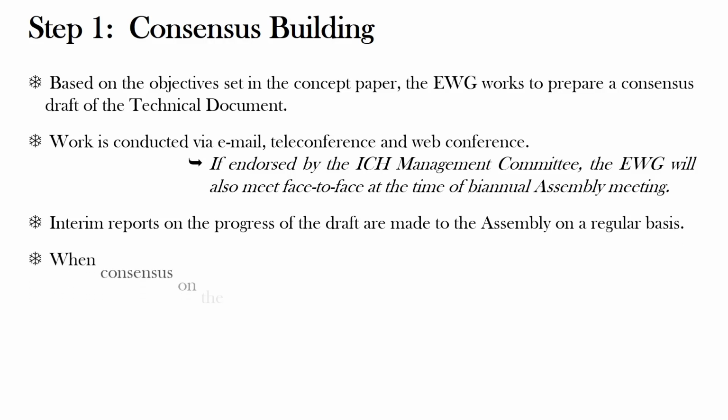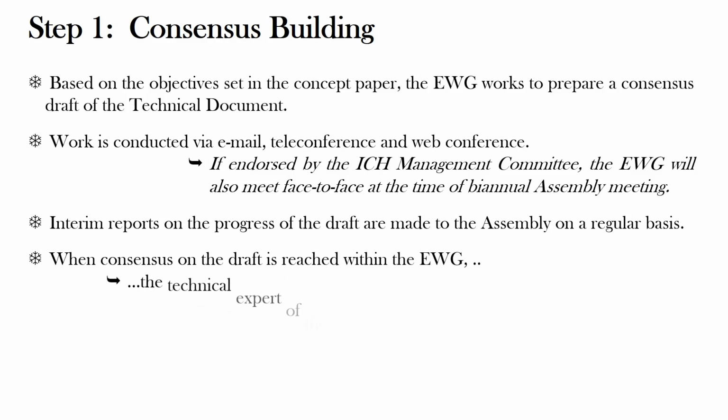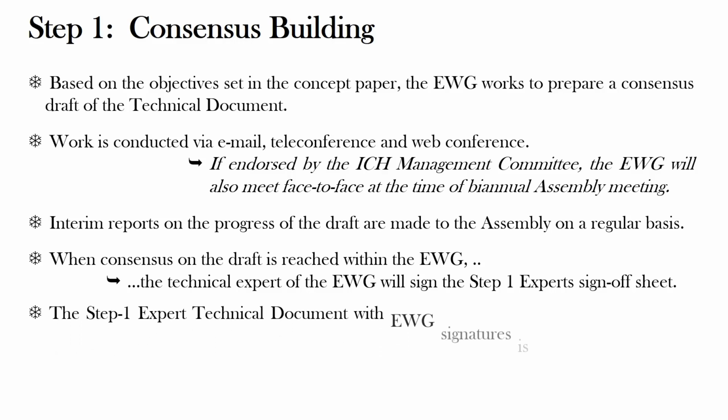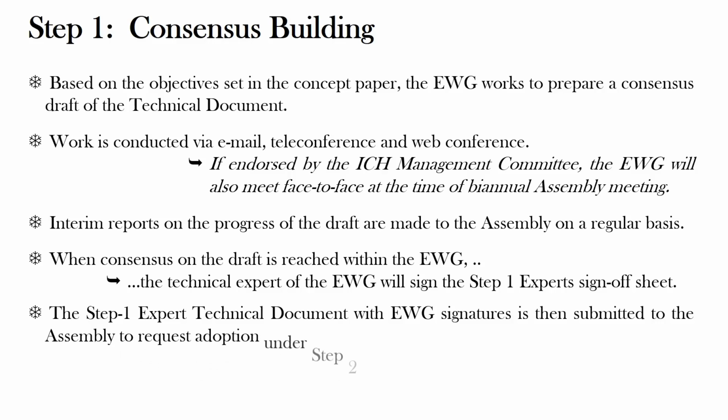When consensus on the draft is reached within the expert working group, the technical expert of expert working group will sign the step 1 expert sign off sheet. The step 1 expert technical document with expert working group signature is then submitted to the assembly to request adoption under step 2 of ICH procedure.